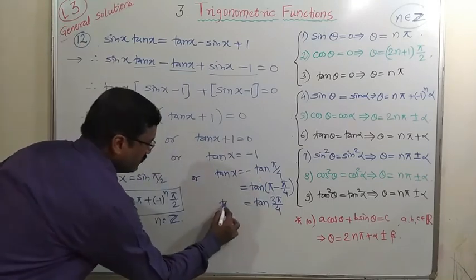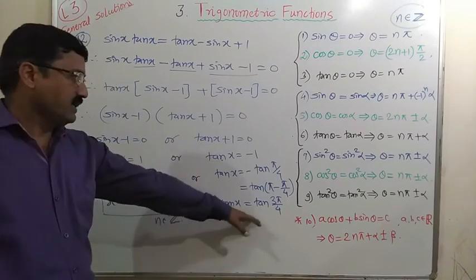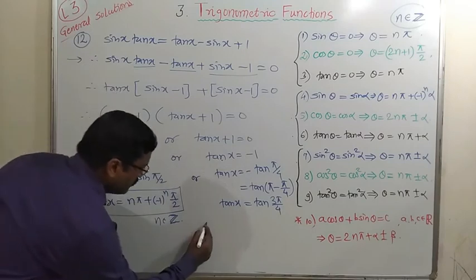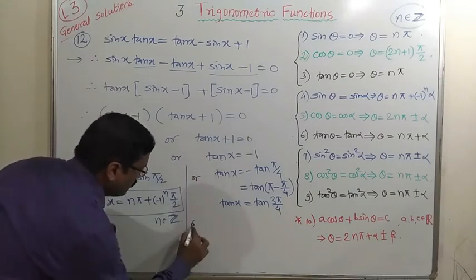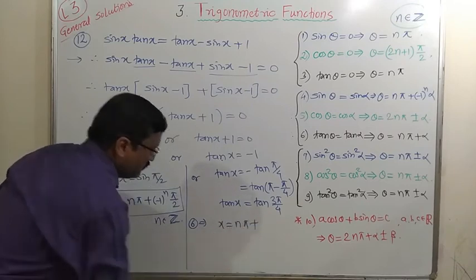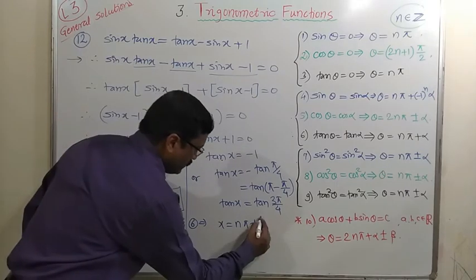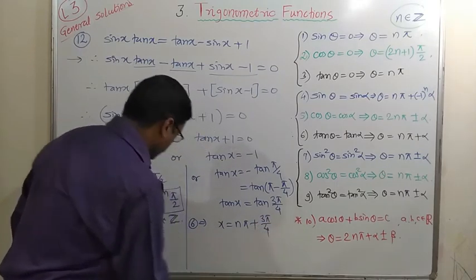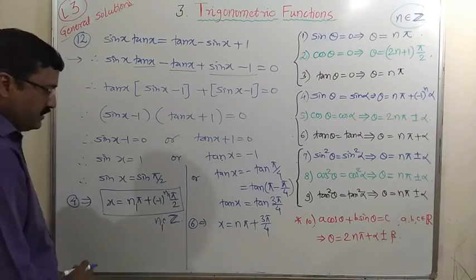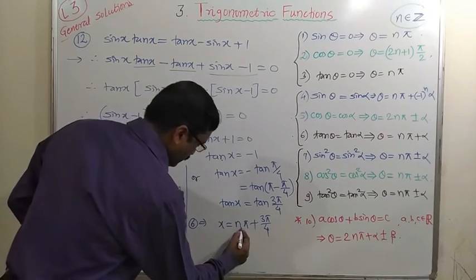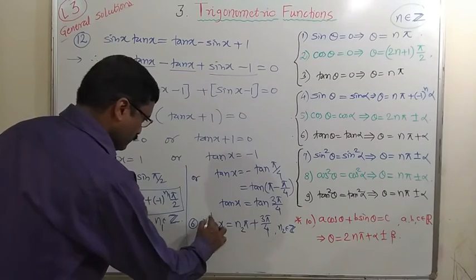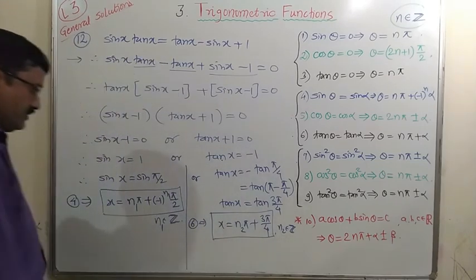Now we get here tan x equal to tan alpha. There is that formula, formula number 6, which implies n pi plus alpha. So here result 6 implies x equal to n pi plus alpha. Alpha is 3 pi by 4. We have two results here, so take n1 here for convenience, and here take n2, where n2 belongs to the set of integers. So this one is the second solution.